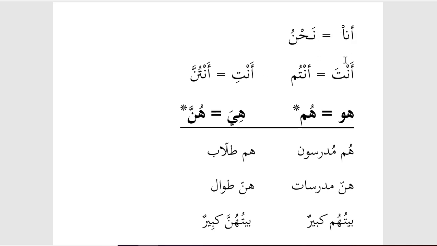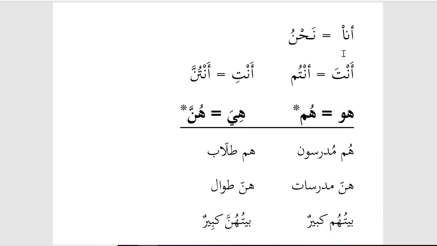So we've taken the singular ones before, so we'll review those. We have ana, which means I, anta, which means you, anti, which means you, but we're talking to a woman, huwa, which means he, talking about a man, and hiya, which refers to a woman, she.